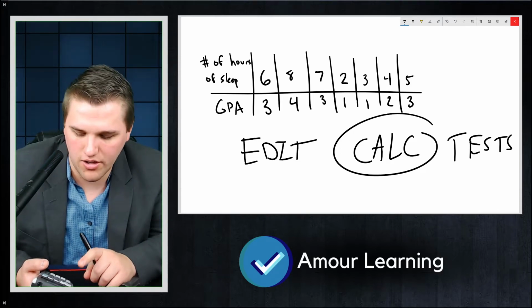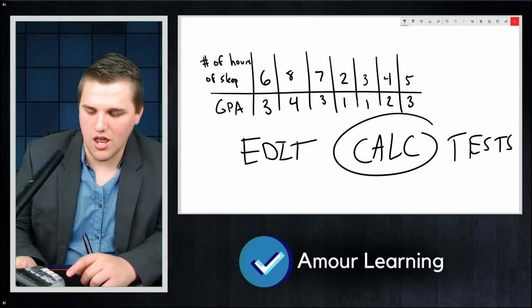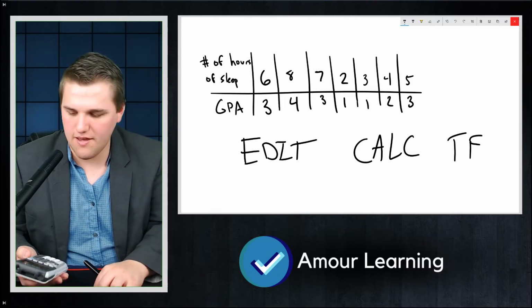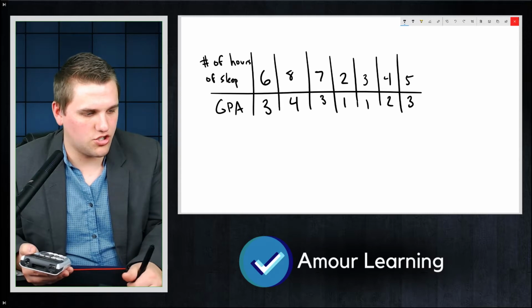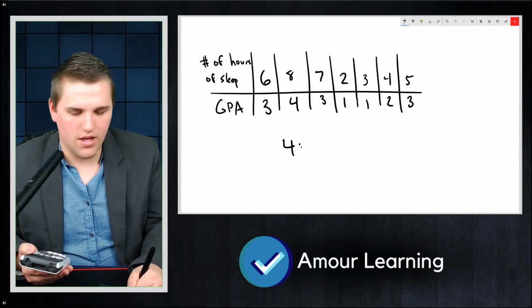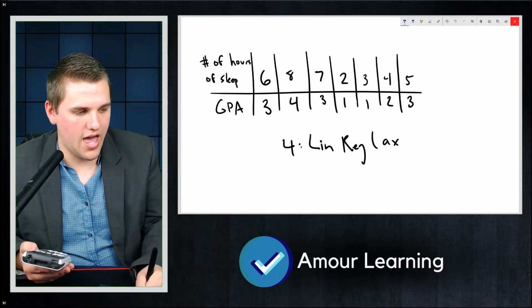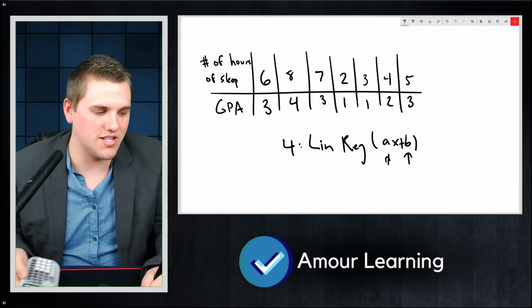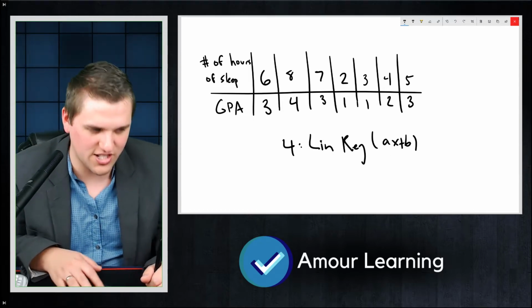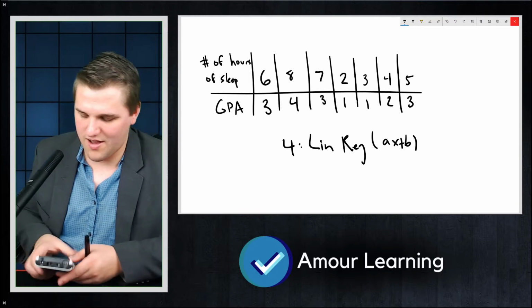Once you go to calc, now you can do that by hitting the right arrow button. And then number 4, you should see lin reg. So you should be able to see something like 4 lin reg ax plus b. And yes, in this case, a is your slope and b is the y-intercept. And I know that's really annoying considering we did bx plus a the other day. It's just everyone does it differently. Doesn't really matter.